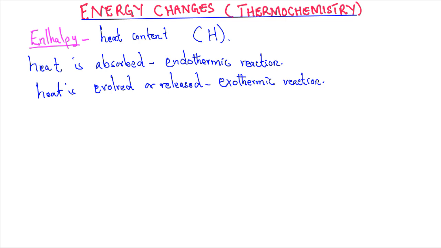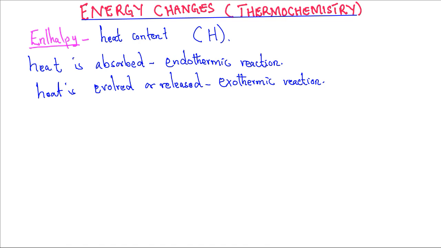For an exothermic reaction, the surrounding gains heat, hence the final temperature is higher than the initial temperature. The heat is lost to the surrounding, meaning it is the surrounding that gains heat. So the final temperature has to be higher than the initial temperature.